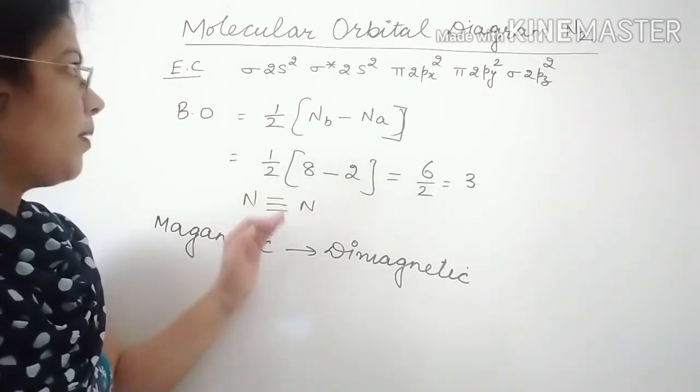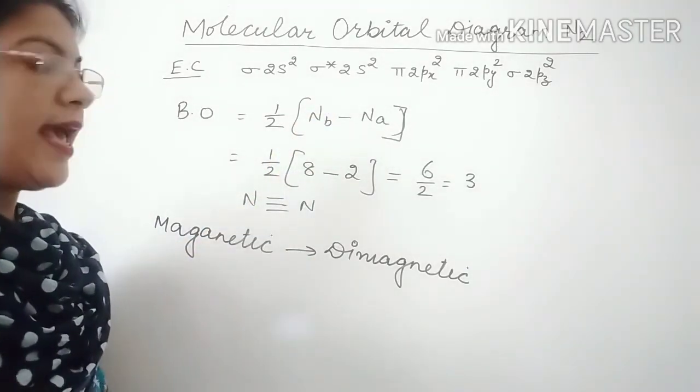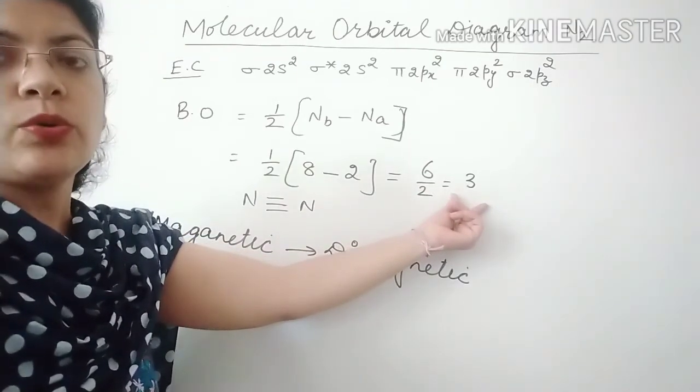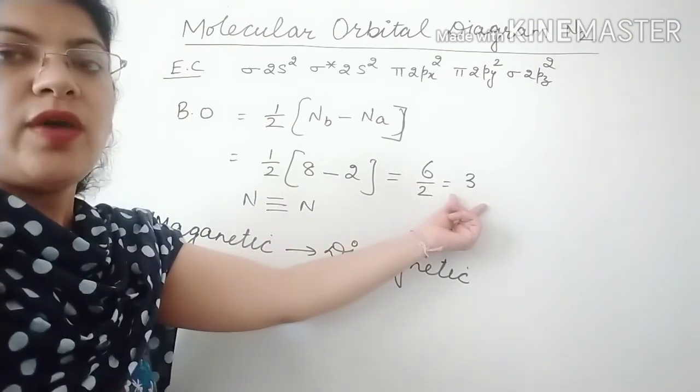This is all about the nitrogen molecule. As the bond order for the nitrogen molecule is greater than 0, this molecule is well stable.